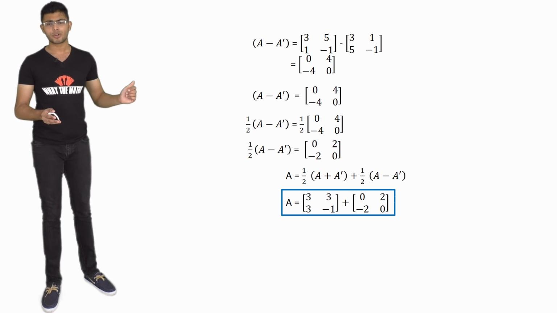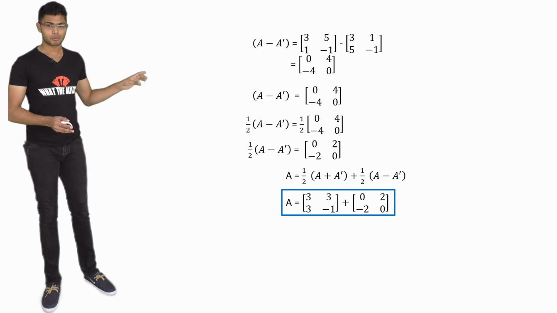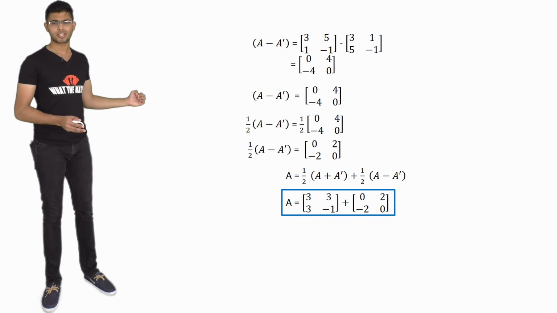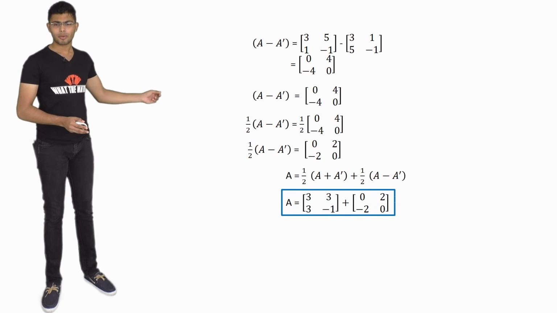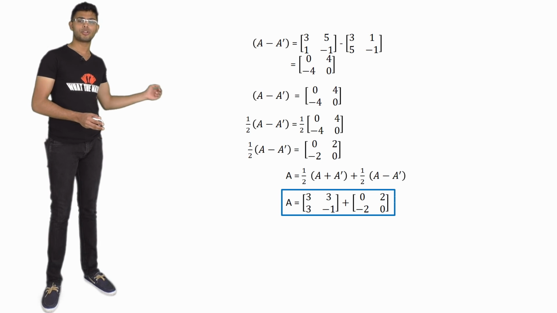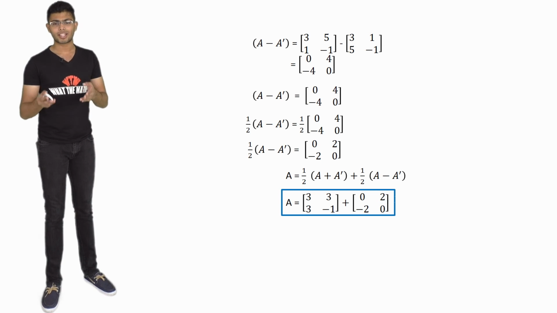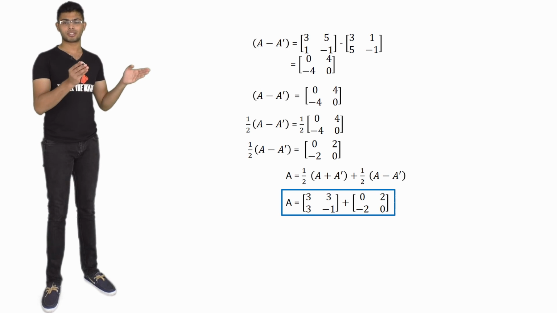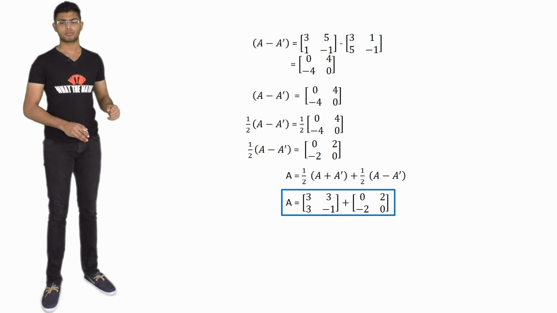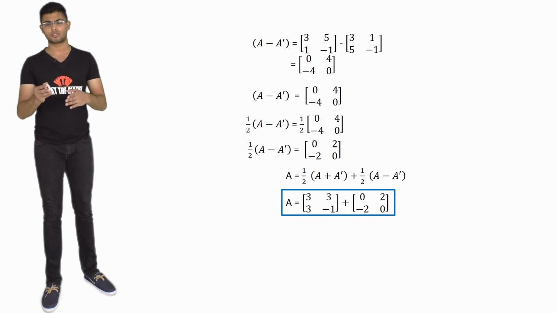So A will be equal to: the first matrix is going to have 3 and 3 in the first row and 3 and minus 1 in the second row. And the second matrix is going to have 0 and 2 in the first row and minus 2 and 0 in the second row. So this is how we're going to express A in the form of a symmetric and a skew symmetric matrix. Sum of symmetric and skew symmetric matrix.